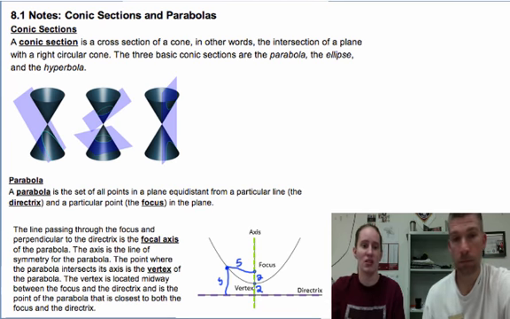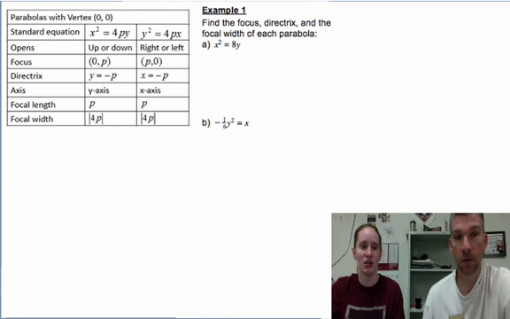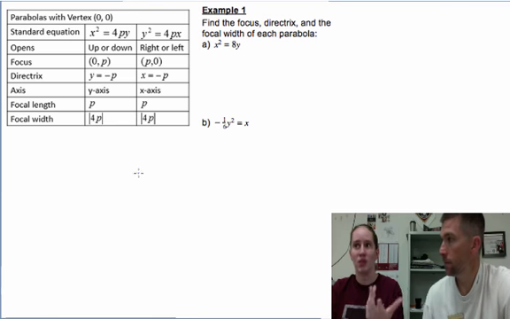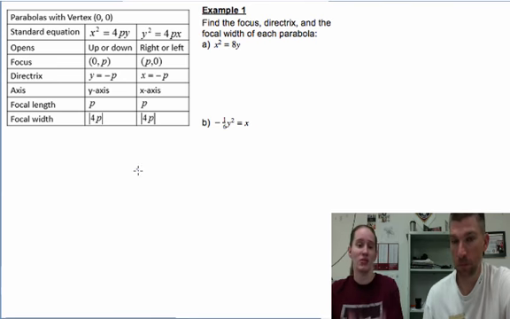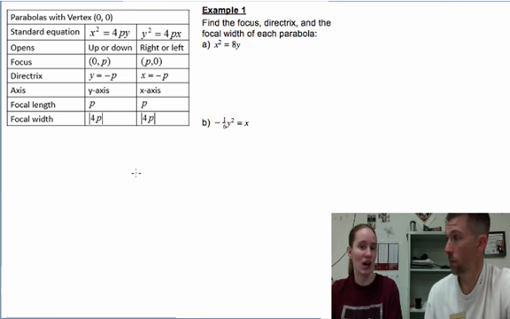So let's look some more and see what's going on next. Let's first start off talking about parabolas with vertex (0, 0). When we talked about parabolas at the beginning of the year, we were only talking about functions, which are y equals some sort of x squared. Now we're talking about all parabolas, so they might not be functions, which means we could have y squared or x squared. Not some sort of combination, that wouldn't be a parabola, not yet.